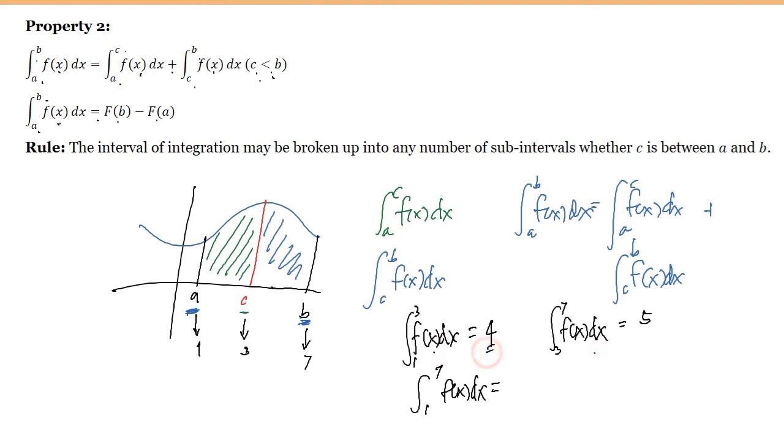So this 4 here represents the area under the curve from the limit of 1 to 3. So meaning this has the area of 4. And in here, from 3 to 7, we have the area of 5. So in short, if we are going to compute the area from the limit of 1 up to 7, then it is just equal to 4 plus the area from 3 to 7, which is 5, and this is equal to 9.